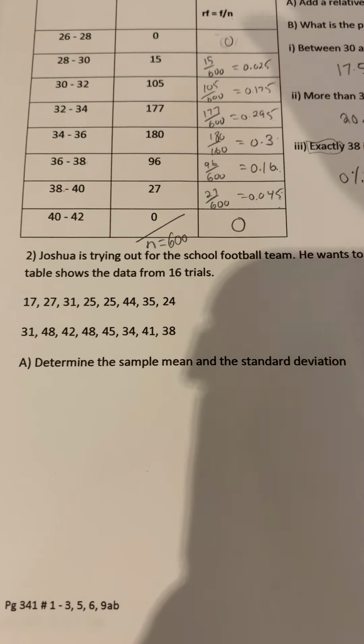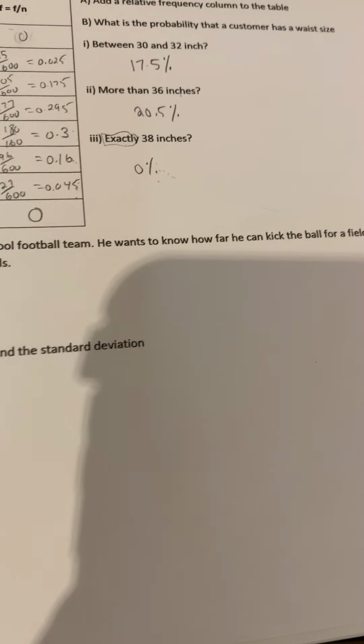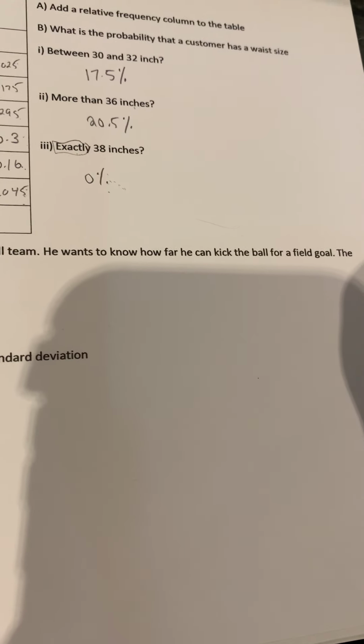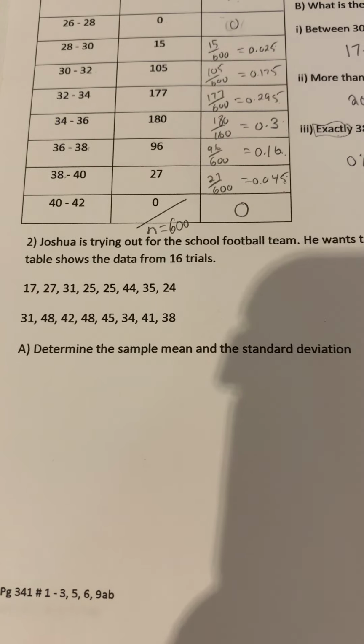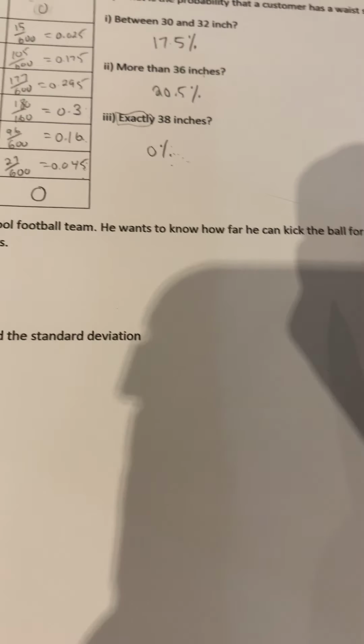Okay, next one. Joshua is trying out for the school football team. He wants to know how far he can kick the ball for a field goal. The table shows the data of 16 trials. If you don't know what a field goal is, don't worry about it. Just know that he's kicking a football, okay?